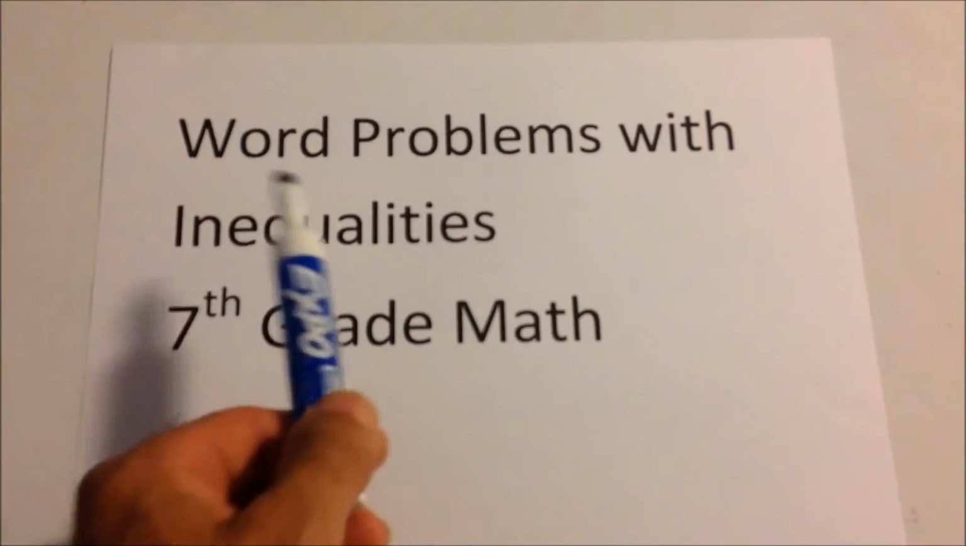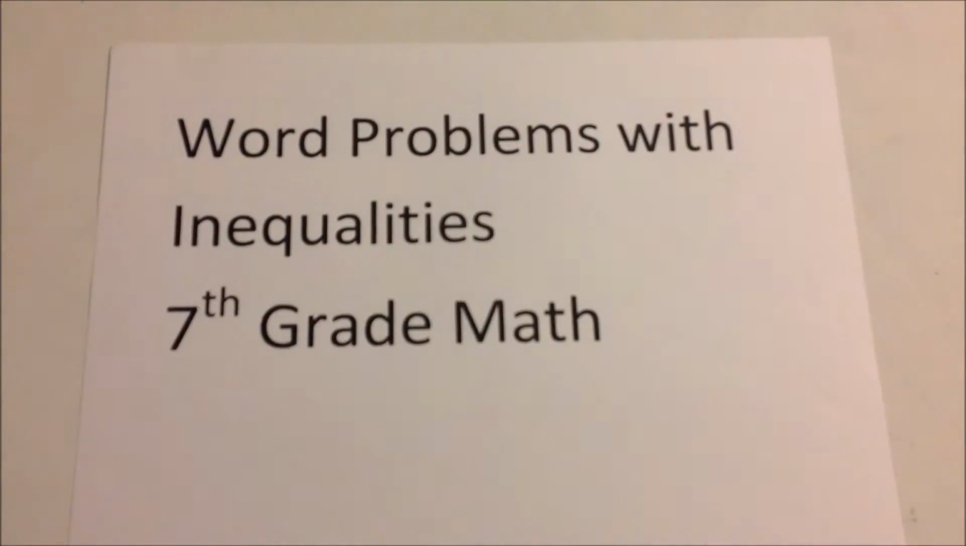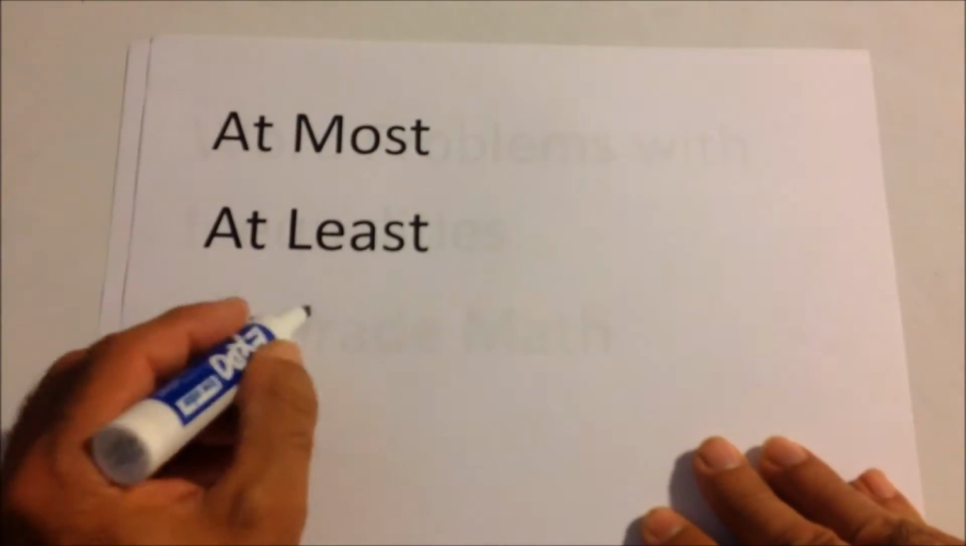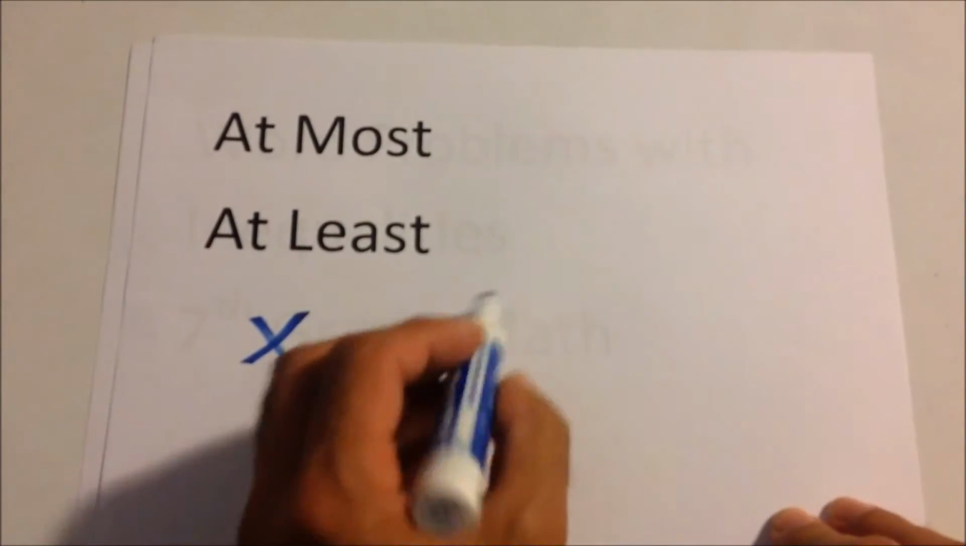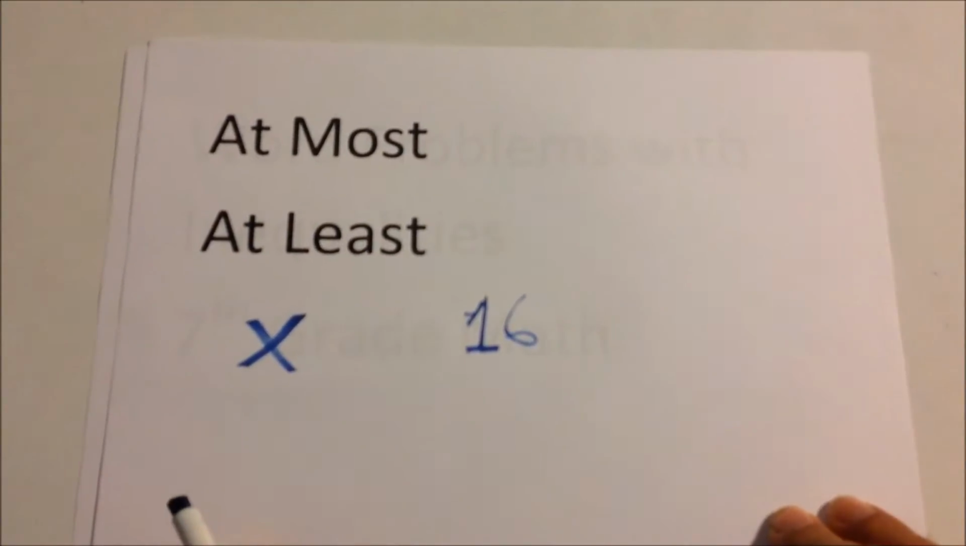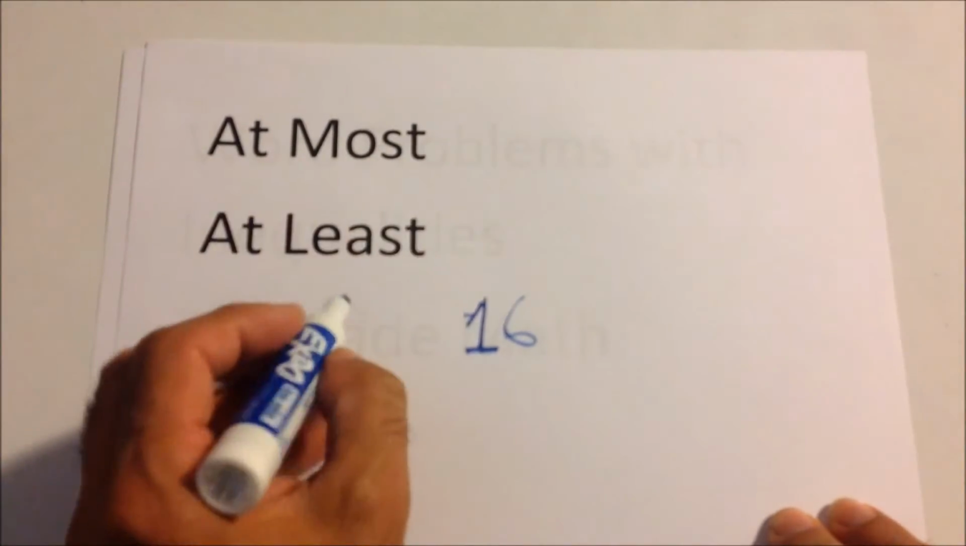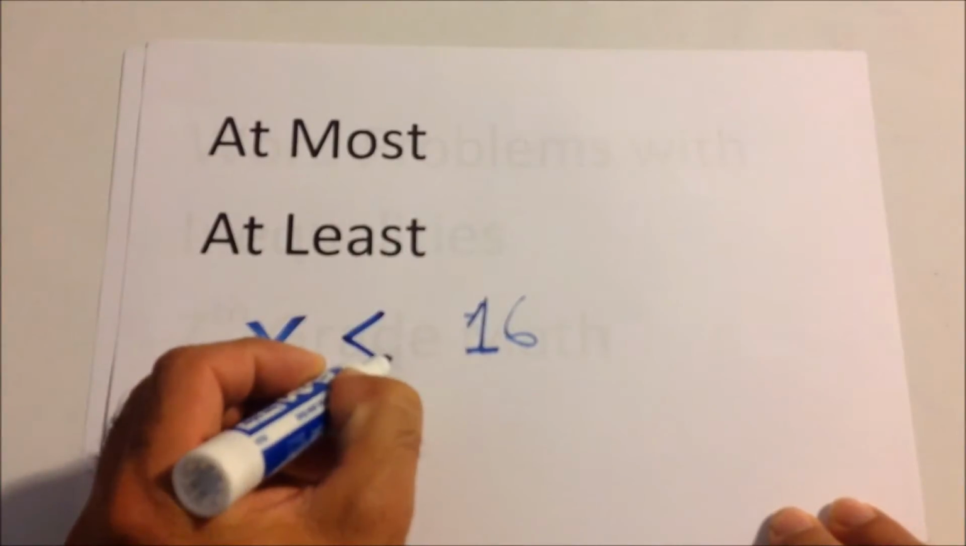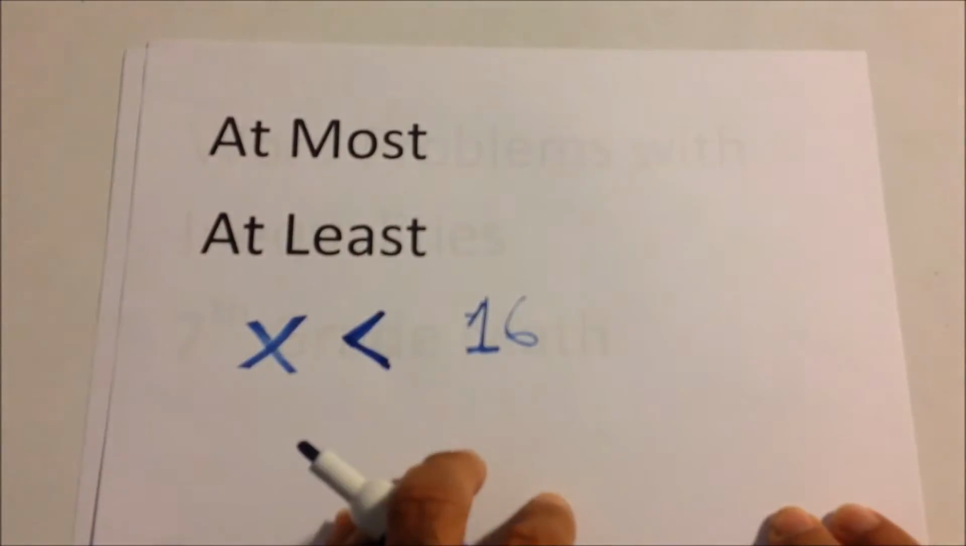Okay, here's our video on word problems with inequalities. Keep in mind when we do inequalities, these words: at most and at least. So if I had, let's say, x was at most 16, the number 16, it can't be more. If it's at most, it can't be more. So the first thing you should do is put in that symbol, but it could be 16.